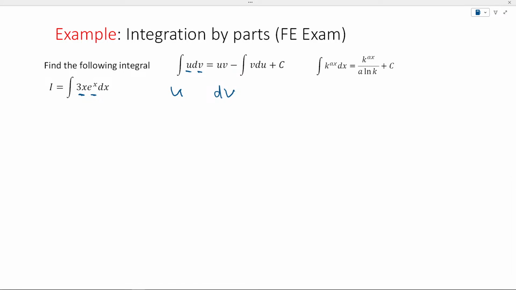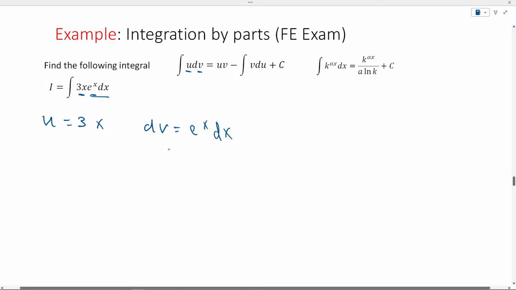So now I know this one appears first, so that would be my u function. I'll call my u function equal to this, and my dv function would be equal to this one here, dx, whatever is remaining. So now I have my u, and now I have my dv function. What should I do? I need to have it in this form that I see here.